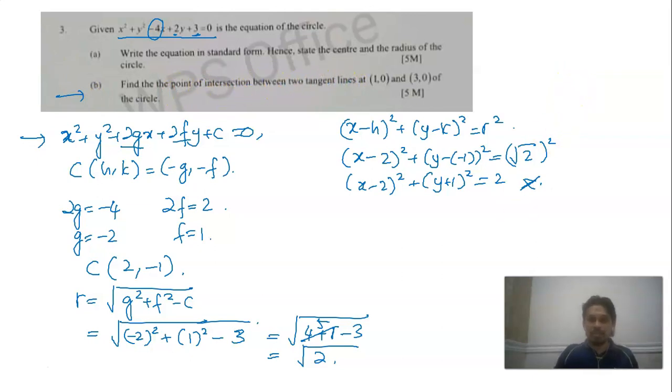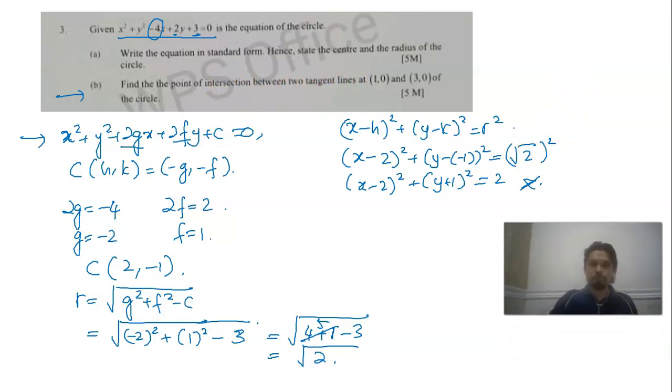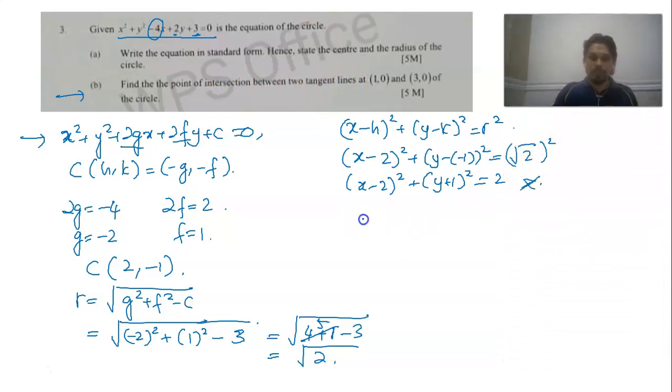So for question B, find the point of intersection between two tangent lines. So just imagine that this is the circle, okay, at this coordinate of 1, 0. So this is the line of tangent here, and this is the coordinate of 3, 0.